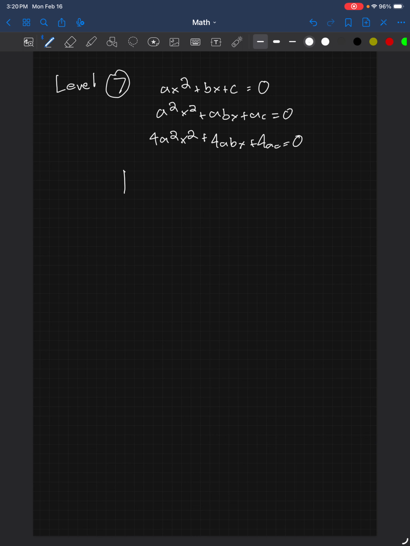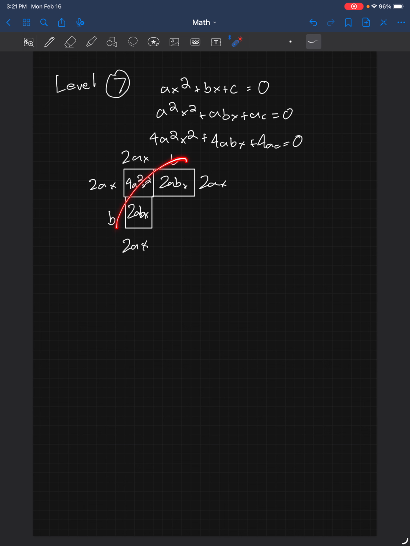So we're going to draw our square. This has to be 2ax, so that is 4a squared x squared. So we have 4abx, so since this is 2ax, the area has to be 2abx. So if this is 2ax, then this has to be b. Same thing here. Since this is 2ax, this has to be b. 2abx, these two add up to 4abx. And now this is b squared.